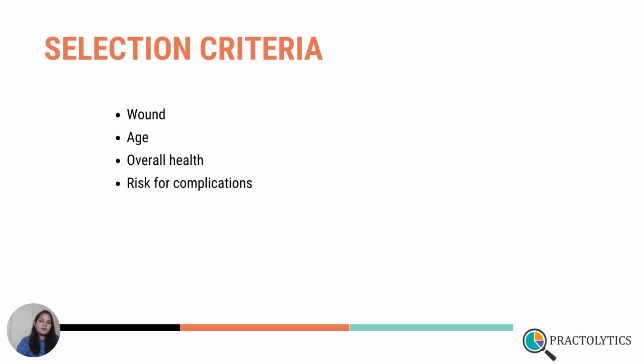The best type of debridement depends upon your wound type, current age, overall health, and risk for complications. There are many types of debridement: mechanical debridement, enzymatic debridement, biological debridement. The type of debridement is dependent upon the selection criteria again.